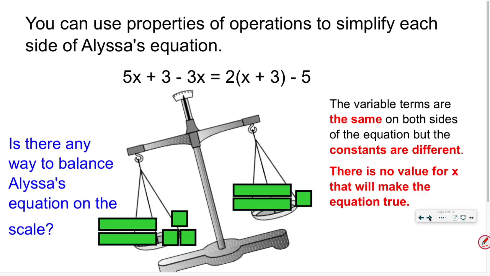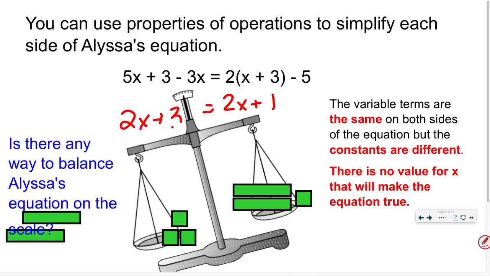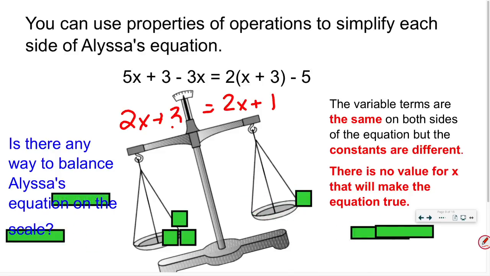So Alyssa's equation is a little bit different. When we simplified Alyssa's, we had 2x plus 3 equals 2x plus 1. Is there any way to balance Alyssa's scale? Take away 2x. Okay, if I take away 2x here, and then I take away 2x here, I'm left with 3 equals 1. Is that possible? No. So what do you think in terms of solution?